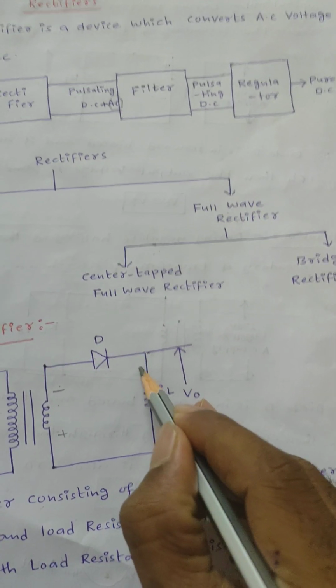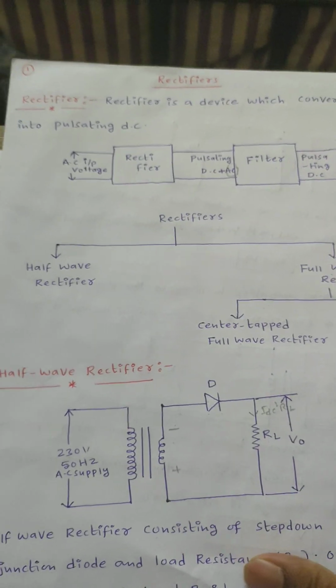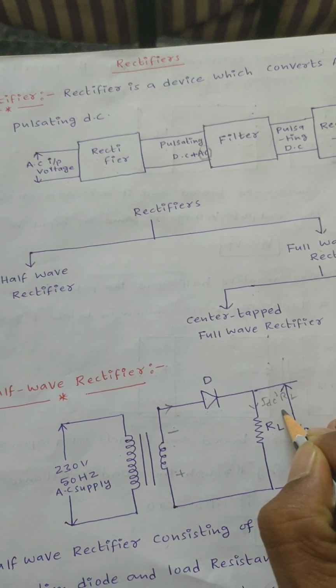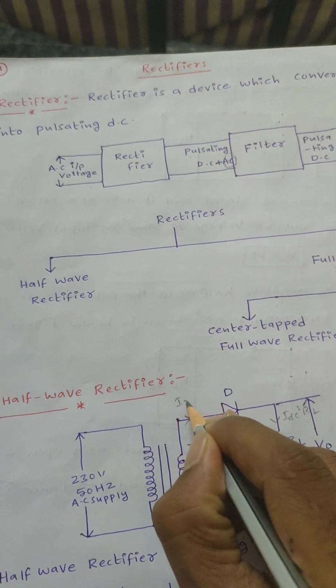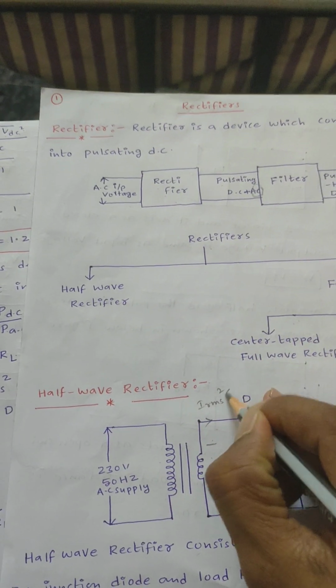Here the output power across this load is IDC square into RL. Similarly, next is input power, where we are measuring the input here. Output is DC, input is AC. AC meters always read the RMS value, so that is IRMS square into RL.